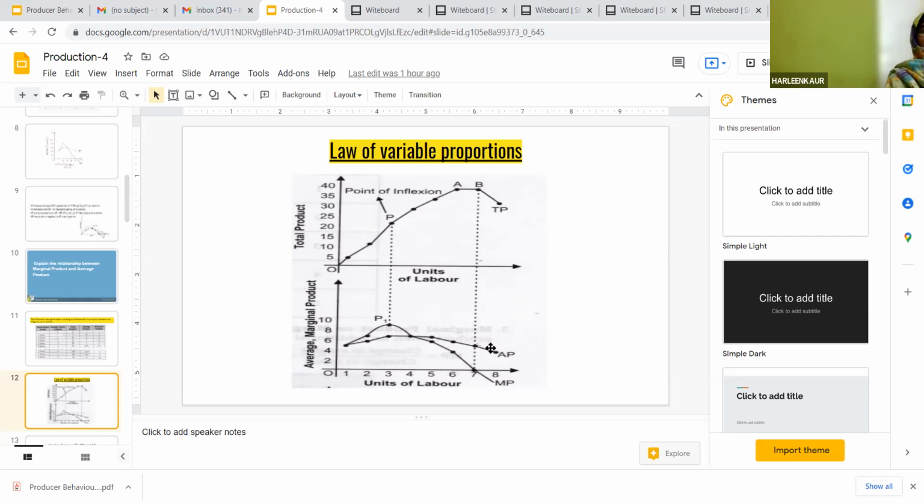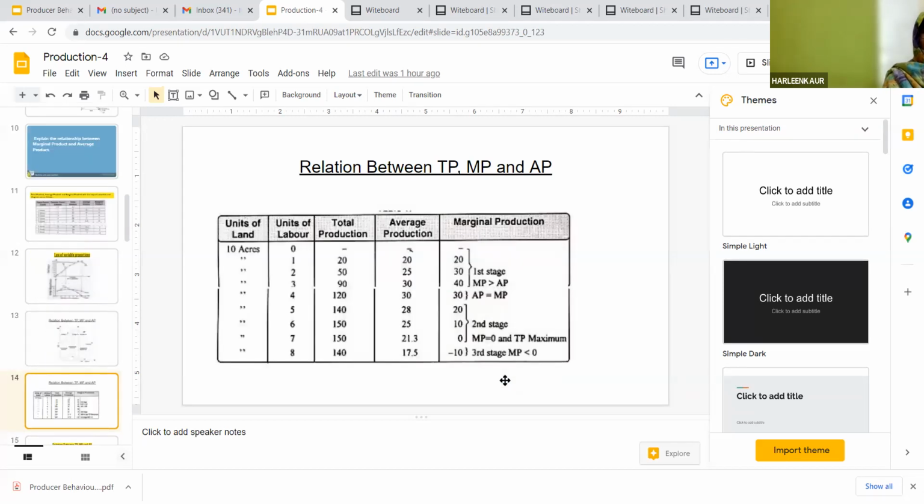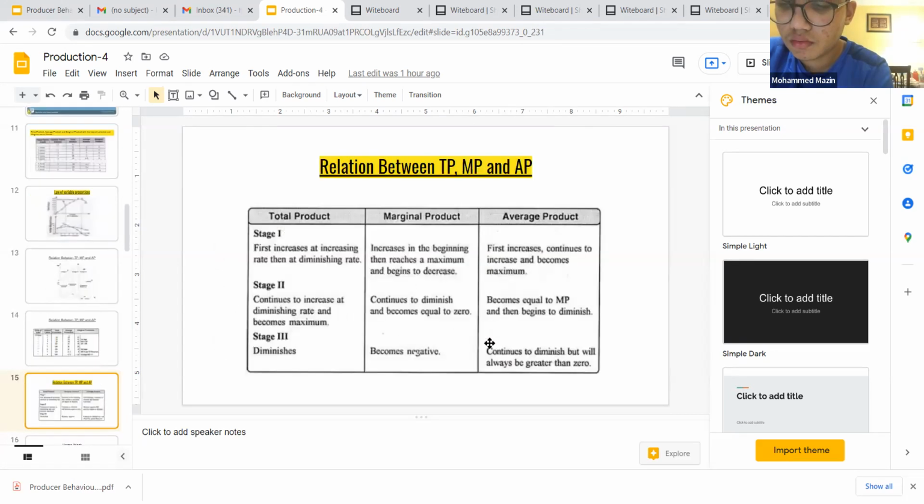Now, is it clear to you the relationship between total product, marginal product, and average product? Yes, ma'am. Okay. So this is our first stage, increasing return, diminishing return, second stage, third stage, negative return. Yes, ma'am, understood. Okay. Very good.